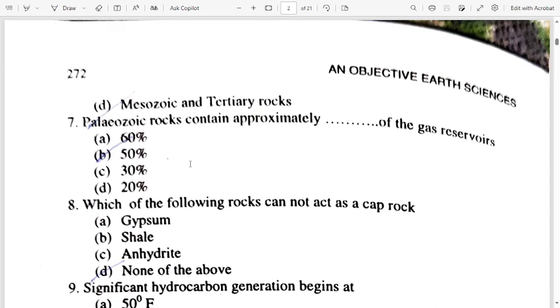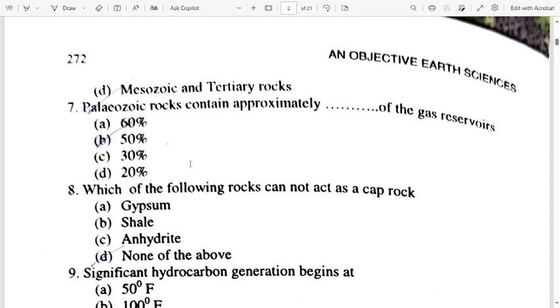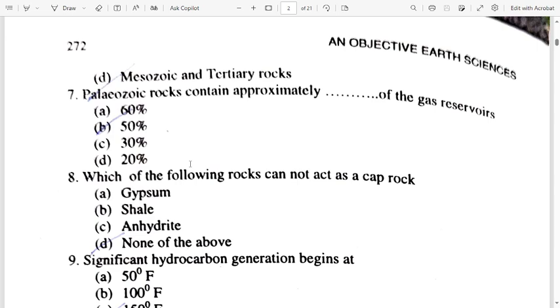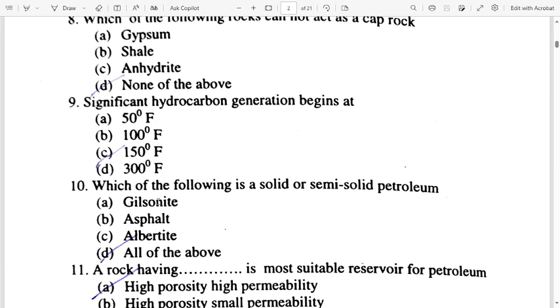Which of the following rocks cannot act as a cap rock? Means these all can act as cap rock. So gypsum can act as cap rock, shale can act as cap rock, and anhydrite can act as cap rock. Significant hydrocarbon generation begins at 150 degree Fahrenheit.